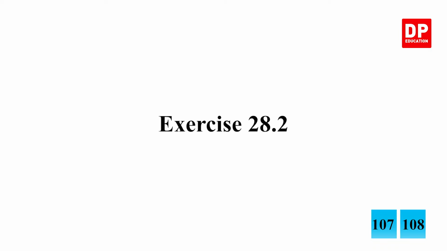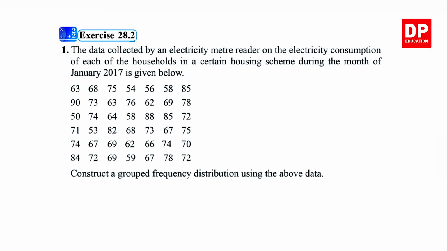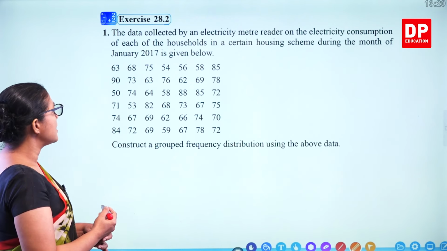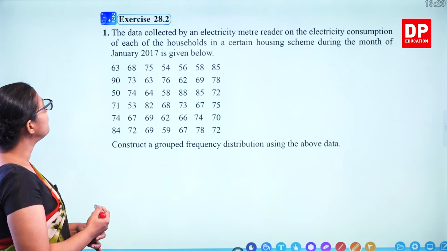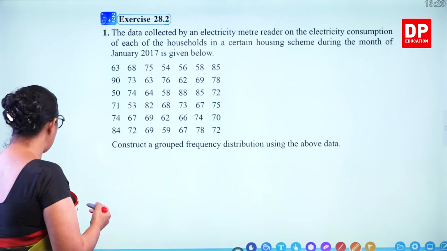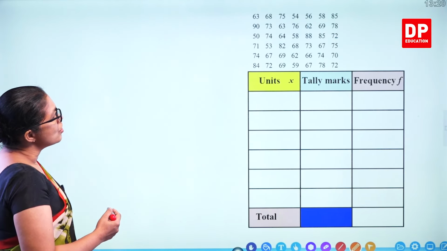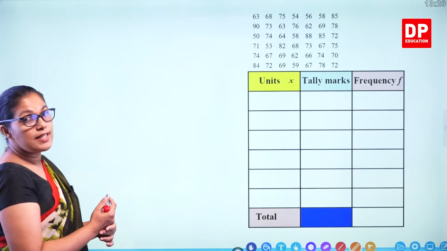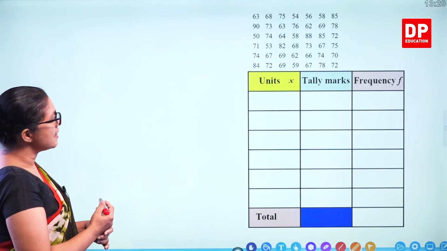Exercise 28.2. The data collected by an electricity meter reader on the electricity consumption of each of the households in a certain housing scheme during the month of January 2017 is given below. Construct a group frequency distribution using the above data. So what you have to do? You have to find out the range. So this is a group frequency distribution. You have to find out the intervals.